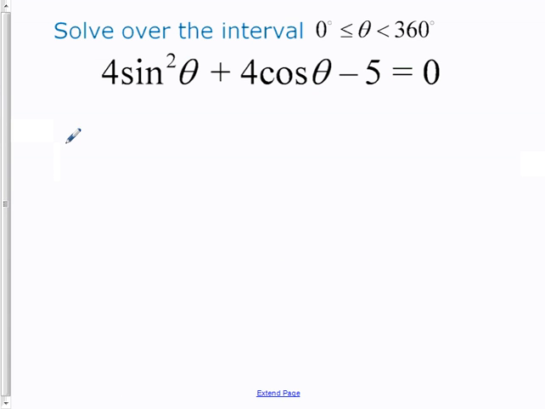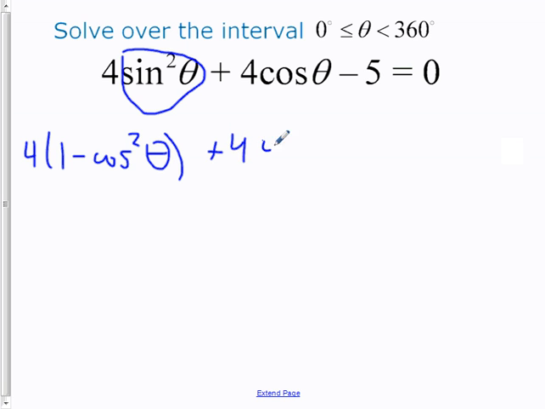Alright. On this guy, what you need to do, you're going to have to get them all in the same terms, so we're looking at substitution. I'm substituting that one to get 4 and 1 minus cosine squared of theta plus 4 cosine of theta minus 5 equals 0. So I want to work this one out. So pause the video real quick because I'm just going to show the answer because I'm running out of time.